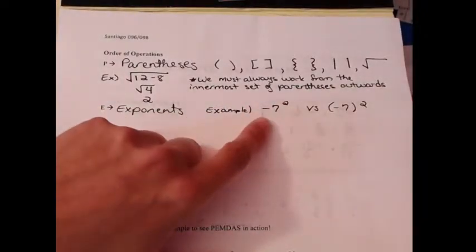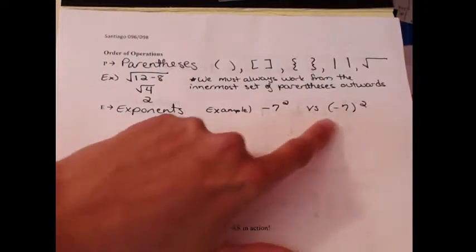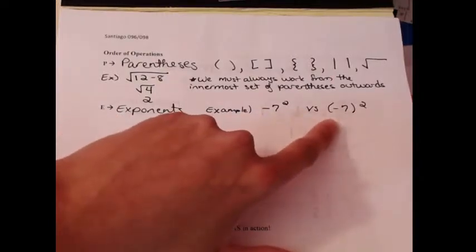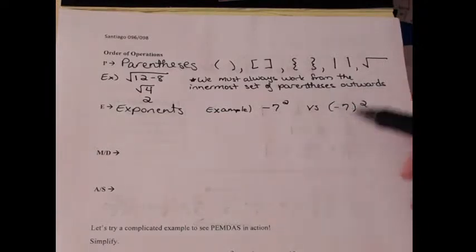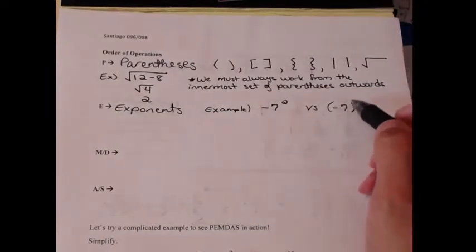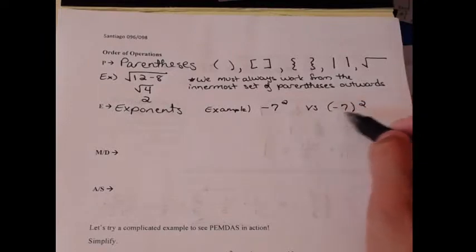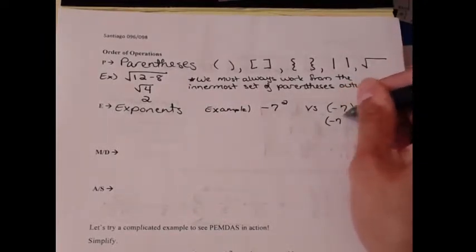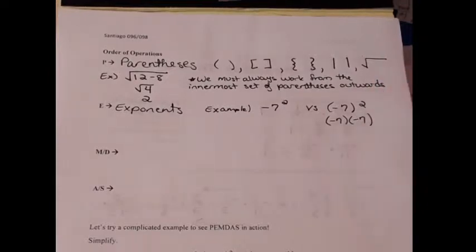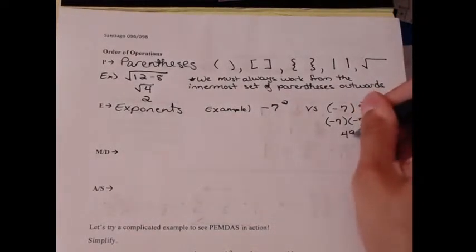Your first example, there's no set of parentheses. Your second example, there is a set of parentheses. We know that when we take a base and we raise it to the second power, we take that same base and we multiply it by itself. So for instance, we have the negative 7 quantity raised to the second power. Technically, this can be rewritten as negative 7 times negative 7. We know that negative 7 times negative 7 is a positive 49.